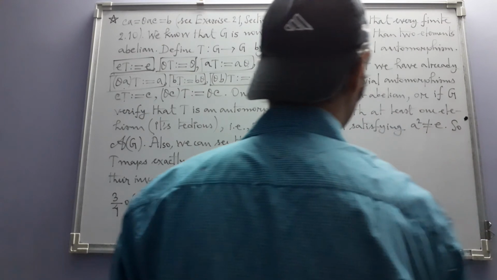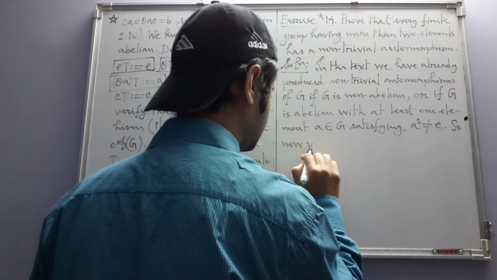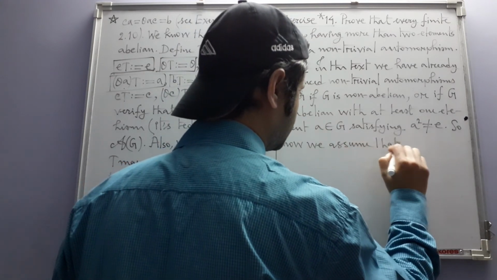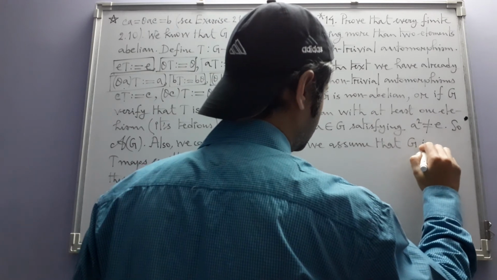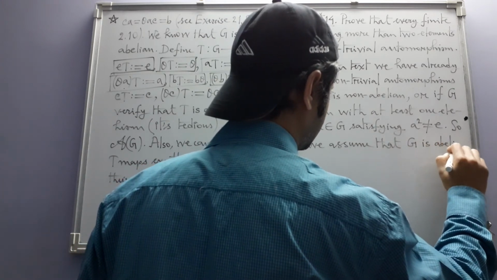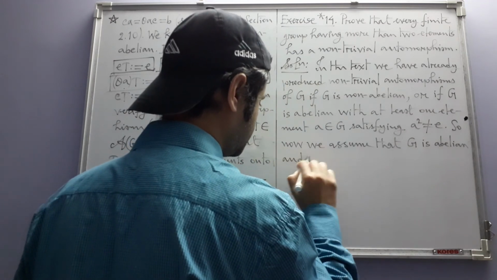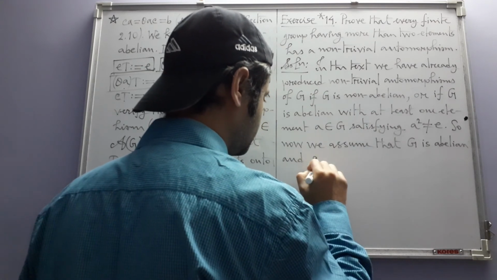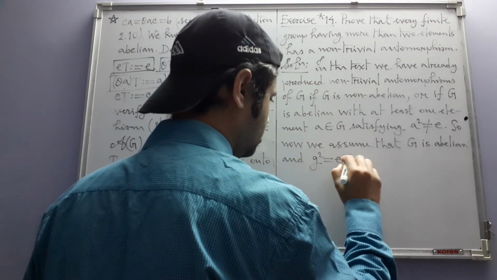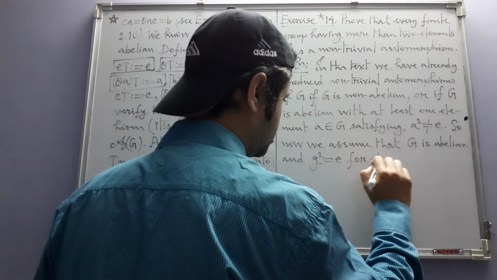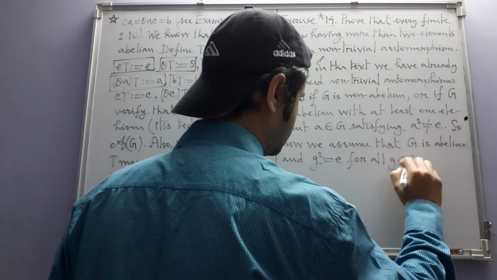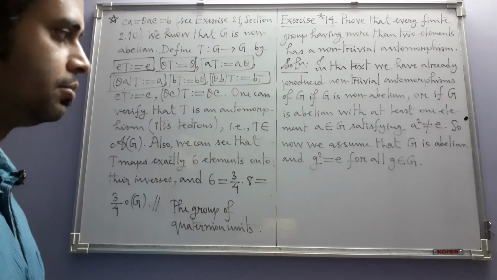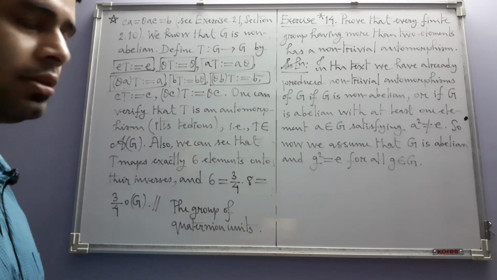So now we assume that G is abelian and g squared is equal to e for all g belonging to G. So now G is a finite abelian group in which the square of every element is equal to the identity.